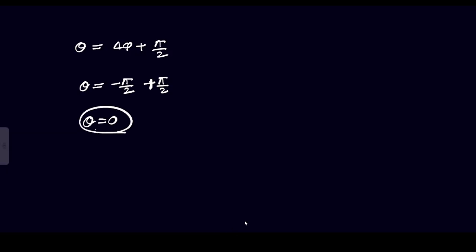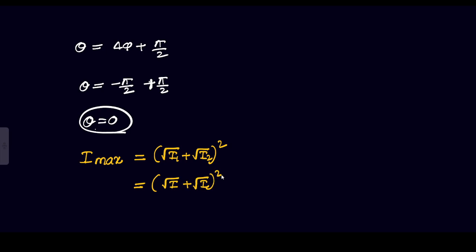0. If theta is 0, what type of interference happens, constructive or destructive? Then we have the intensity as maximum. That is square root of I1 plus square root of I2, whole square. Here I1 and I2 are both equal. That is root I plus root I, whole square. How much is this value? This is 2 root I. 2 root I whole square is equal to 4I.